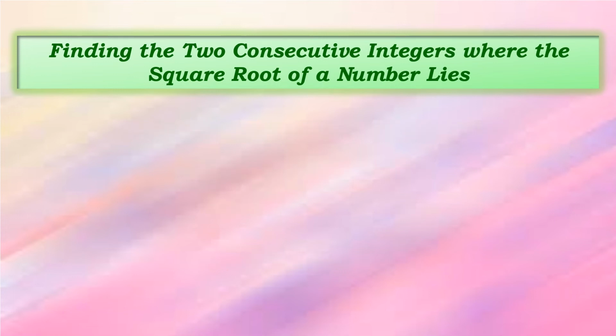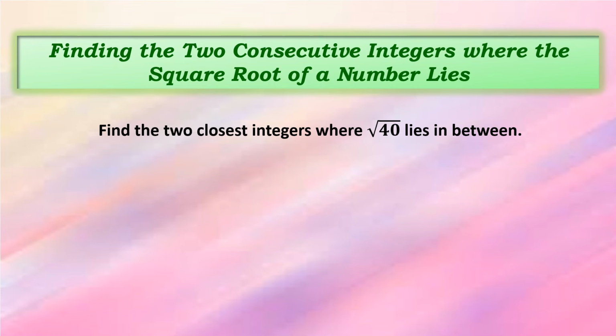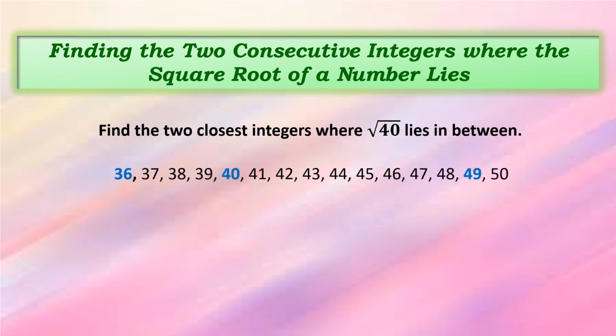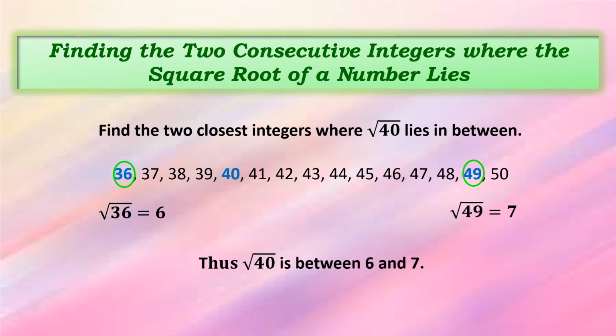Another example. Find the closest integers where square root of 40 lies in between. Again, think of two consecutive perfect square integers where 40 is in between them. 40 is between the perfect squares 36 and 49. Then take the square roots of these numbers. Since square root of 36 equals 6 and square root of 49 is 7, thus, the principal root of 40 is between 6 and 7.